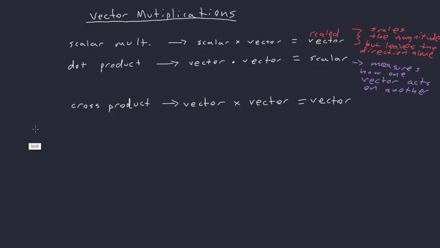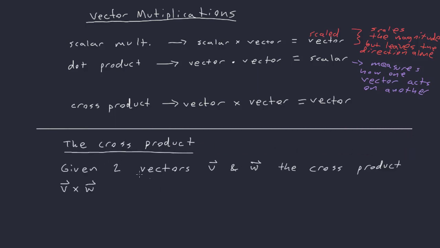Okay, so let's talk about what the cross product is, what it gives us, and why we want to talk about it. All right, so given two vectors, v and w, the cross product, which we call v cross w, so we use the x form of the multiplication, gives us a specific vector that is perpendicular to both v and w.